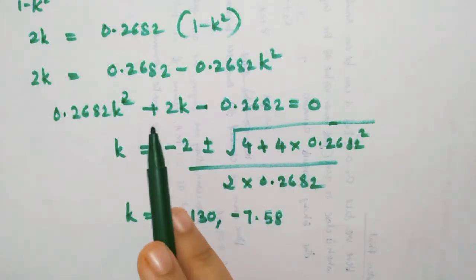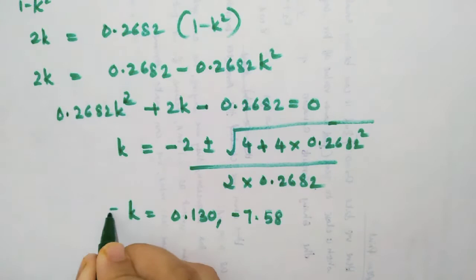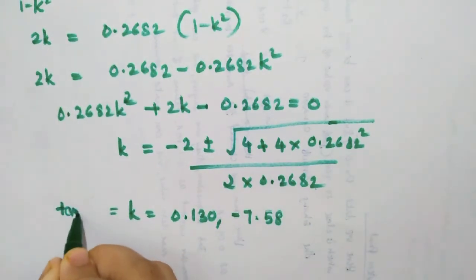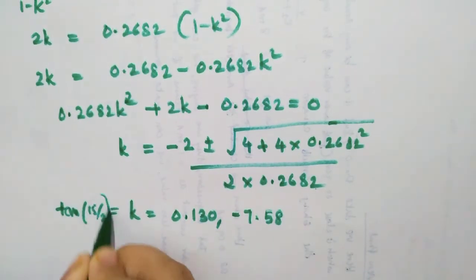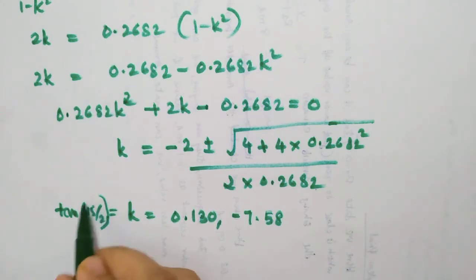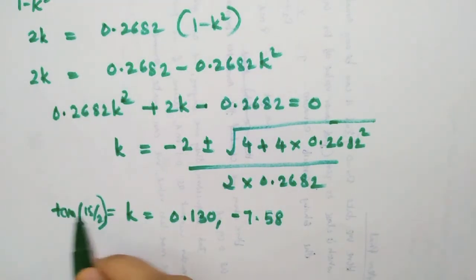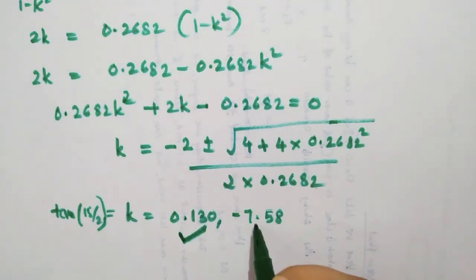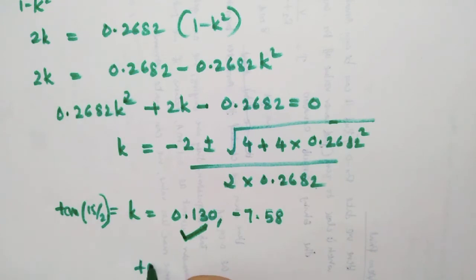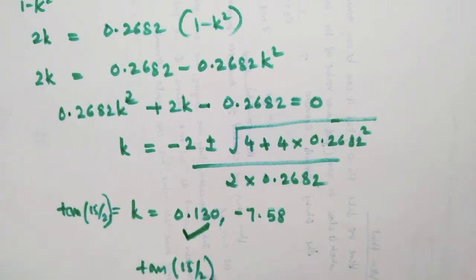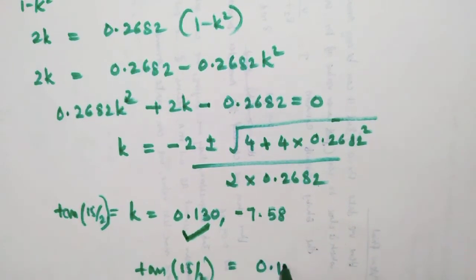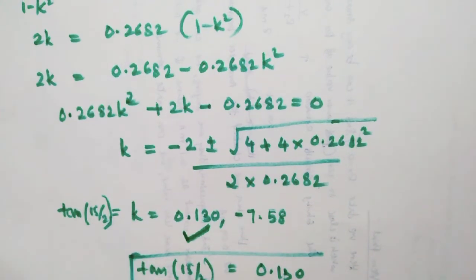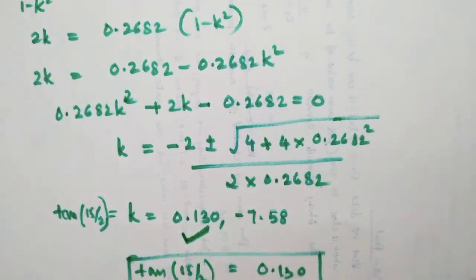This is obvious because this is a quadratic equation. But we know that our k is tan 15 by 2. You know that this is a degree which is less than 90. In less than 90, that means in the first quadrant, tan value is positive. So we can take only this solution. The other is not acceptable. So our tan 15 by 2 is equal to 0.130. This is how you solve for tan 15 by 2 degrees.